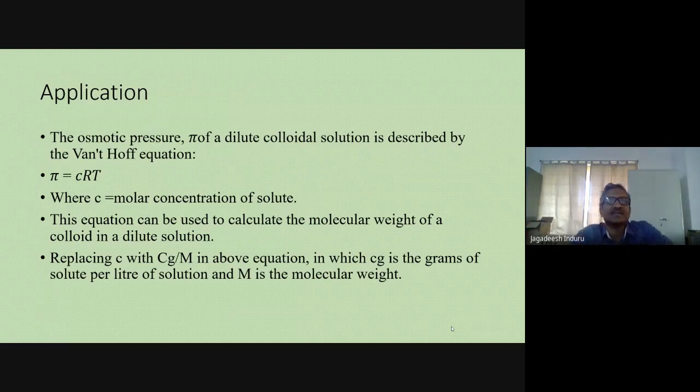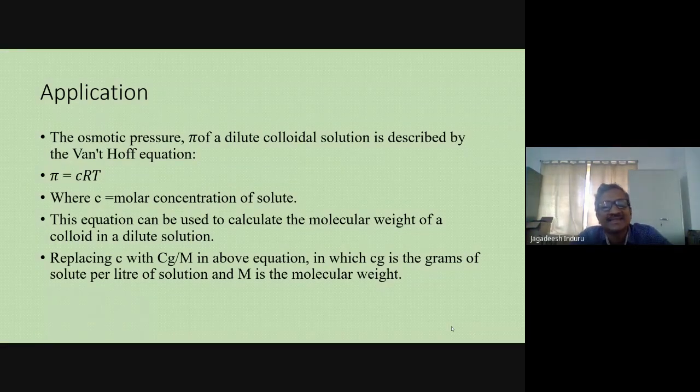The osmotic pressure pi of a dilute colloidal solution is described by the Van 't Hoff equation. What the equation says is pi is equal to CRT. Pi is the osmotic pressure, and C is the molar concentration of the solute. It means the number of moles in 1000 ml of the solvent. This equation can be used to calculate the molecular weight of the colloid in dilute solutions, because only in dilute solutions will this be applicable as it tends to equilibrium. And in the Van 't Hoff equation, C is replaced with Cg by M.